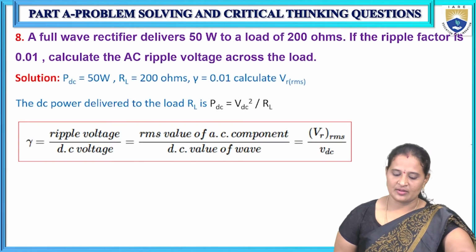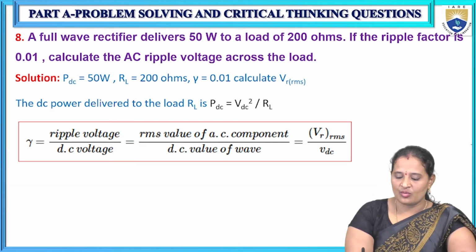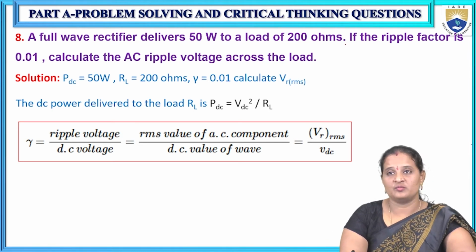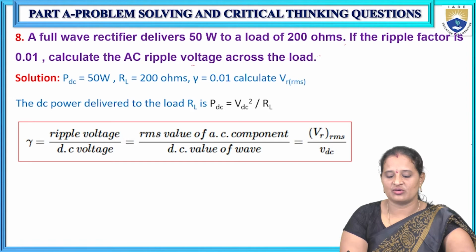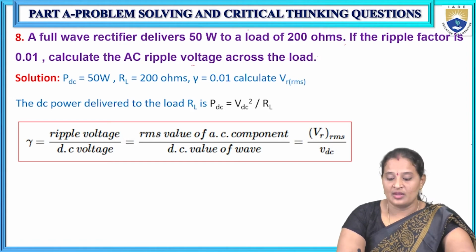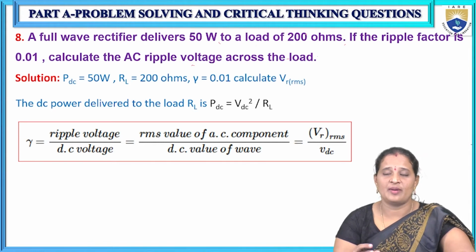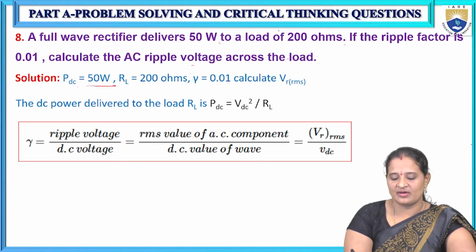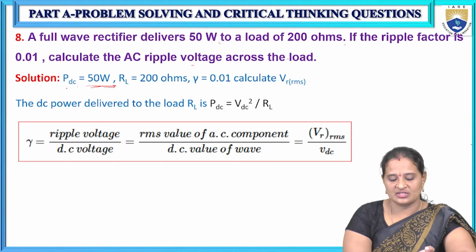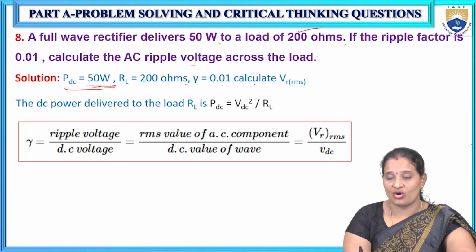Okay. So next, a full wave rectifier delivers 50 watts to a load of 200 ohms. If the ripple factor is 0.01, calculate the AC ripple voltage across the load. So what are the values given? It delivers 50 watts to the load. Always remember the power delivered to the load in a rectifier is DC power. So we can represent that power delivered to the load as PDC, which is equal to 50 watts. The load resistance is also given, that is 200 ohms, and the ripple factor gamma is given as 0.01.